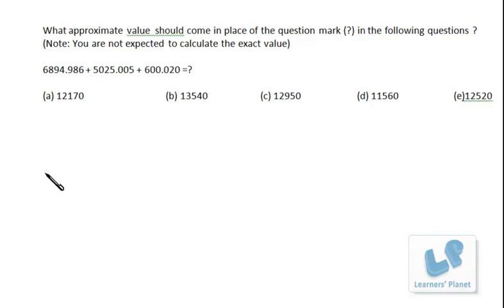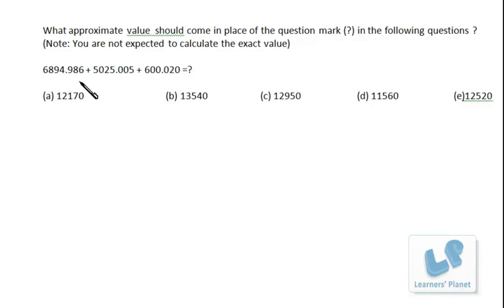Further we have to do, and this is a problem on addition only. The problem is quite simple, but we have to get the approximate value, and in the options you can observe that there is at least a 100 to 200 difference among each other, right? It's 12,170, 13,540, 12,950, 11,560. So there is a margin of 100 to 200, so we can approximate the numbers to that extent, right?